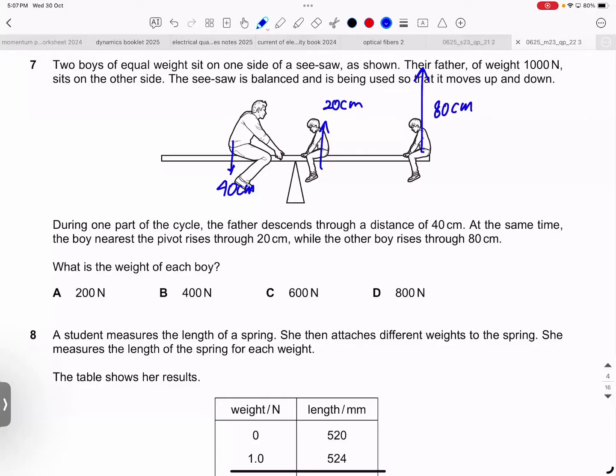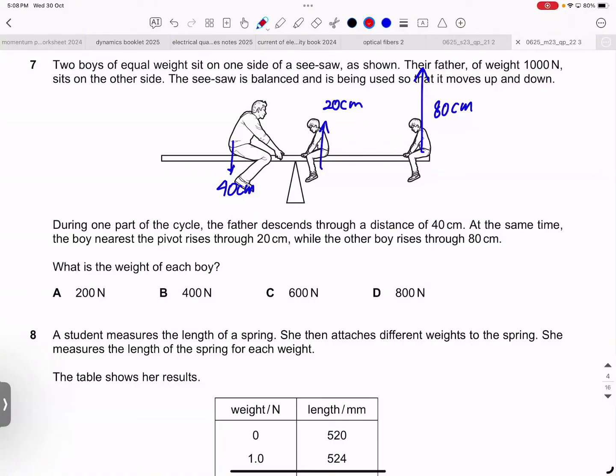So what is the weight of each boy? You can take their ratios for the boys first and then the dad. The ratio of the distances moved by the boys is 20 to 80, 1 to 4. And then the father's distance moved is 40, with the closest boy it is 20. So we need the ratio of the weight of each boy. I think we need to try each option.